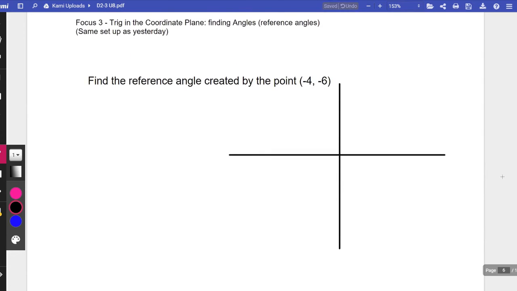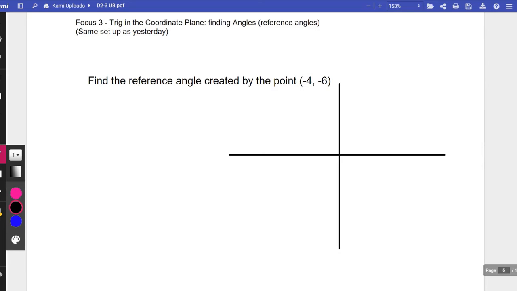All right, the last two. This is where focus 3 starts, and the reason why these are combined lessons is because it's identical. It's the exact same concept. It's just now we're going to actually figure out what theta is, which, as we remember, is just using inverse trig. So this is saying find the reference angle created by the point -4, -6.